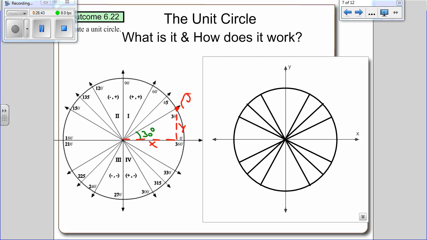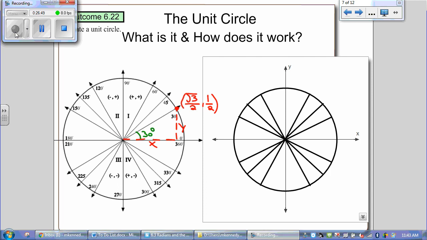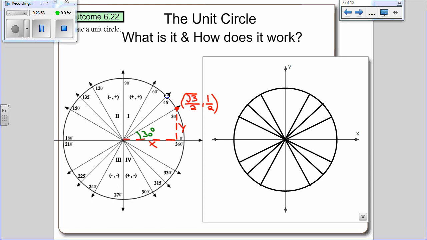If you looked at the next triangle, that's a special triangle up here. That's our 45-degree triangle. That was root 2 over 2 as our adjacent side, and our opposite side would be root 2 over 2. If you look at your special triangle of 60, your adjacent side, which would be your x value, would be 1/2. And then root 3 over 2 would be your opposite value.